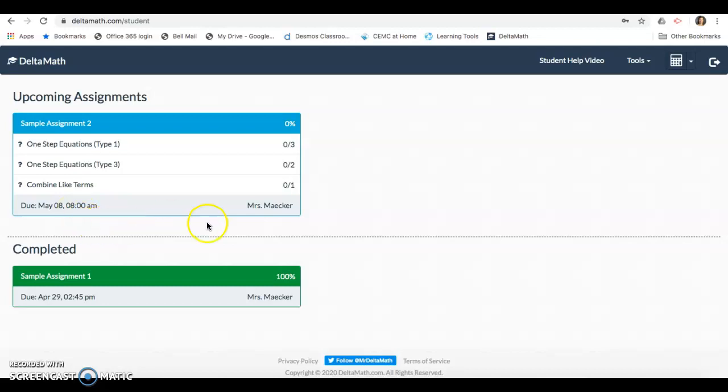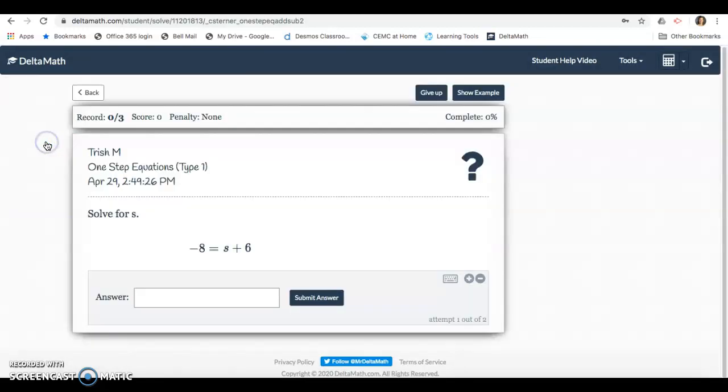Okay, as you can see, this assignment has 3 sections, 1, 2, 3. And over here it tells you how many questions you need to complete in each section. So section 1, I'm going to have to complete 3 questions, section 2, I'm going to have to complete 2, and section 3, I'm going to have to complete 1 question. So let's go into the first section right here and see what it looks like.